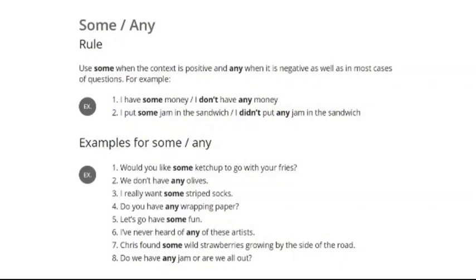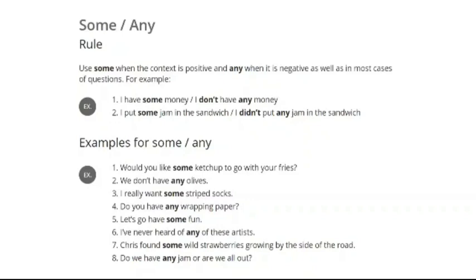Now let's discuss some and any. Rule: use some when the content is positive and any when the content is negative, as well as in most cases of questions. For example, first, I have some money.